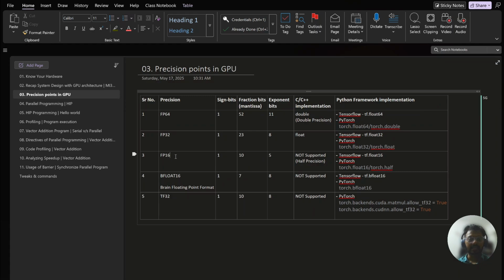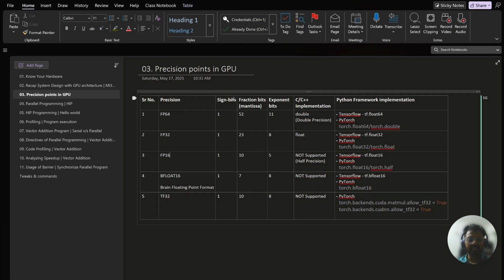This is also called half precision, because FP32 is single and FP16 is half. In the same way, there is another data structure which is bfloat16. This precision has been supported only on a few systems. So again, not every device that you have would support bfloat16. And the same goes for TF32.